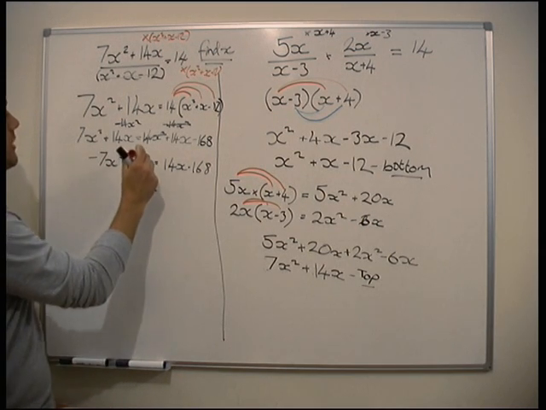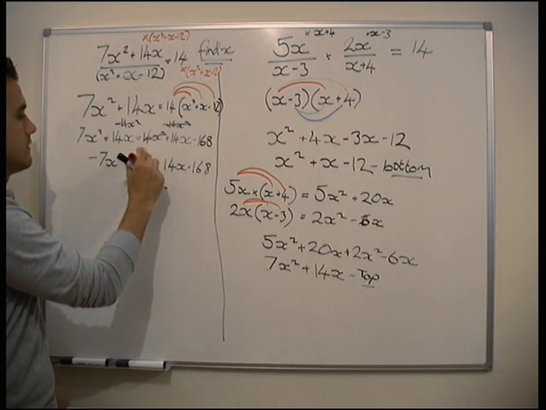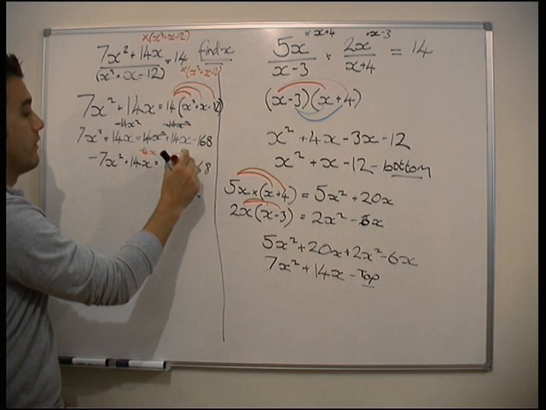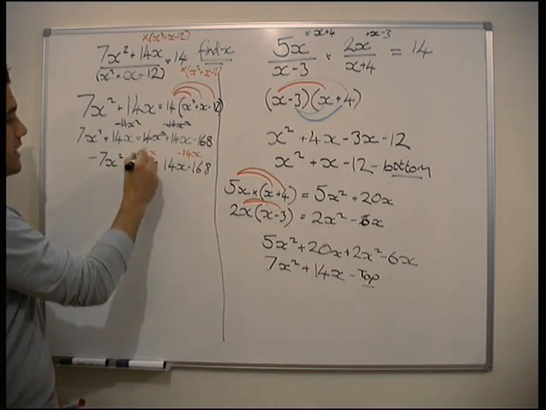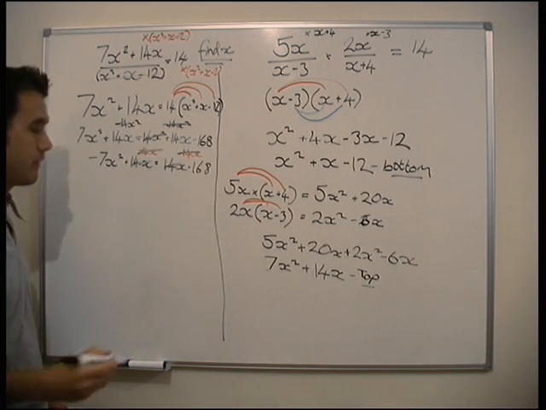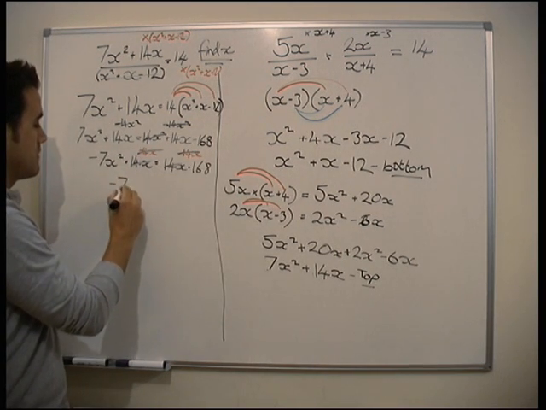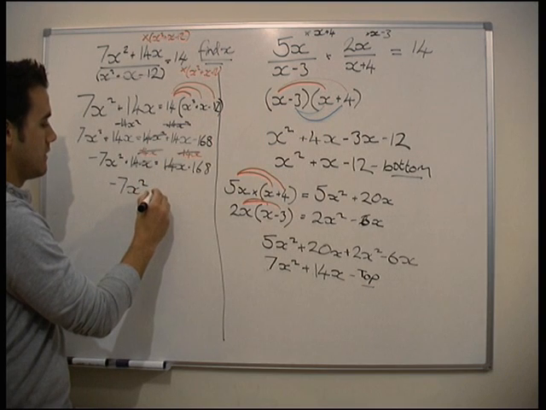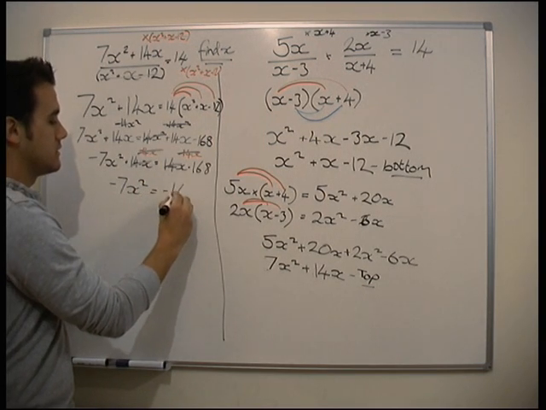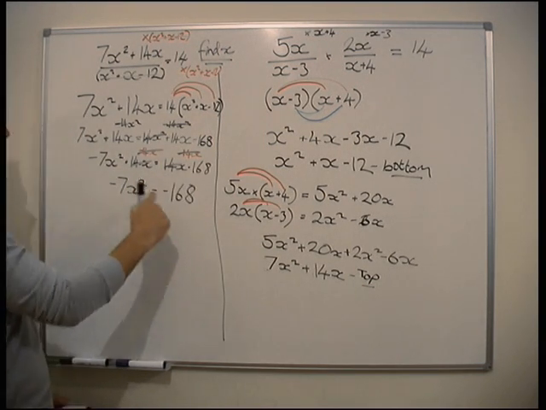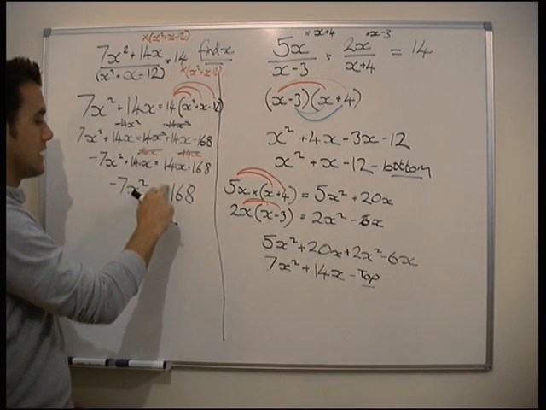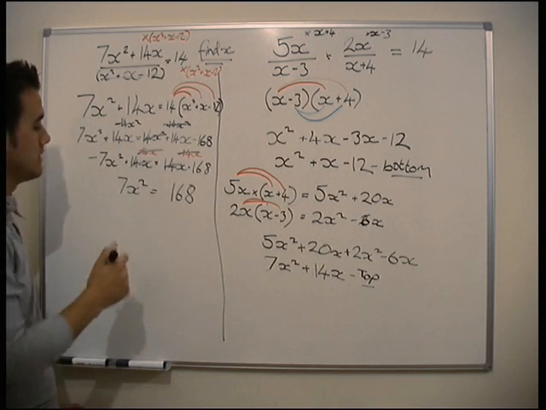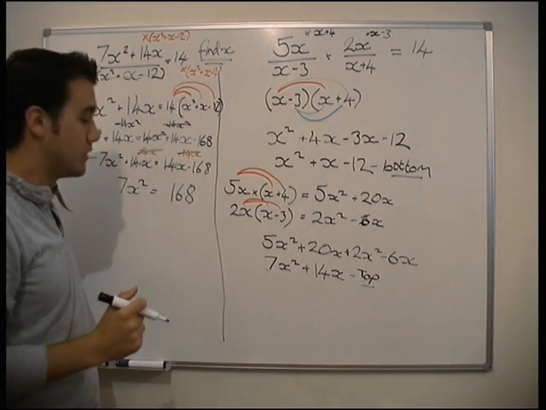Now I want to get rid of the 14x, so I'm going to take 14x away from both sides. We can actually see that that cancels out on both sides. So now I've got minus 7x squared equals minus 168. There's minuses on both sides, so they will also cancel out. So now I've got 7x squared equals 168.